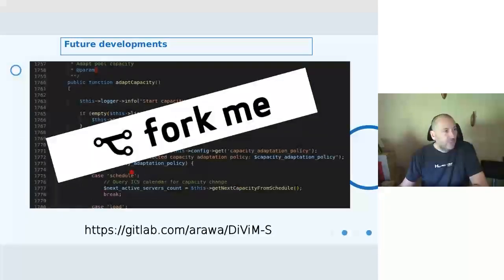What are the future developments for DiViM-S? Well, the software code was open sourced as originally planned with the client in May 2022, that is a few months ago, on the code hosting platform gitlab.com. Anyone can fork the project and propose improvements to the main project in the form of a pull request.